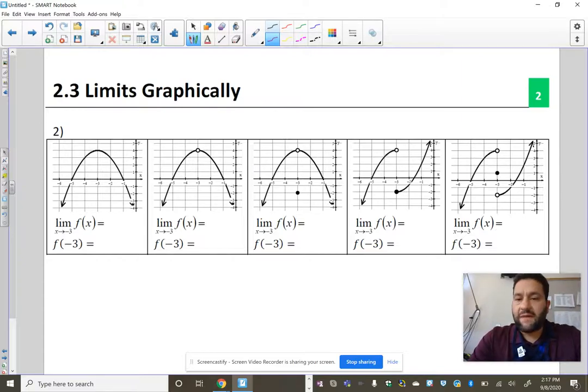All right, let's take a look. I have 5 examples here, all asking the same question for a limit and the same value of -3, but we're going to see that we get completely different answers.